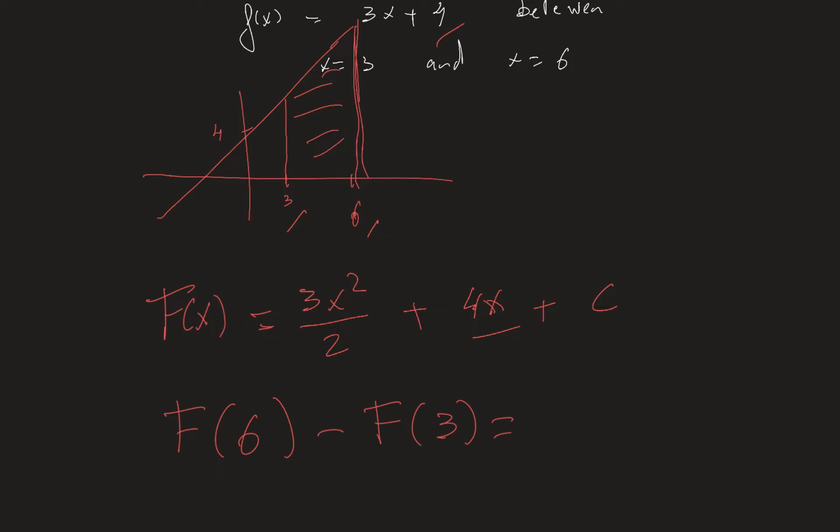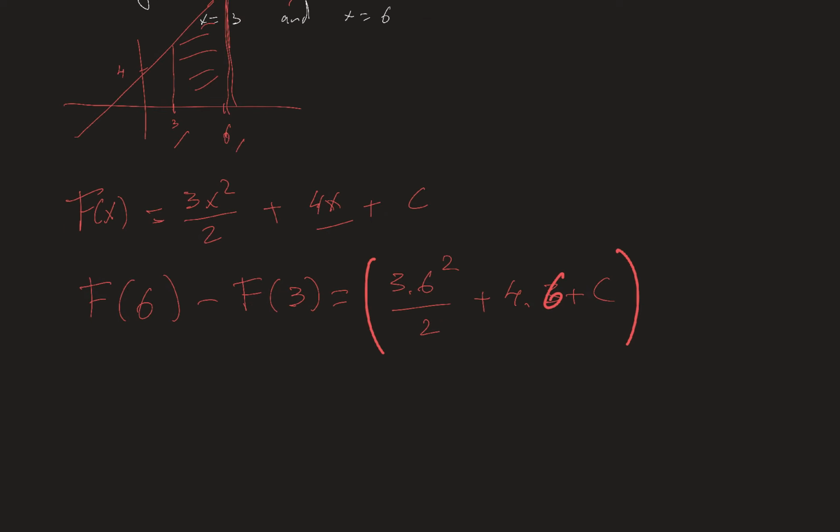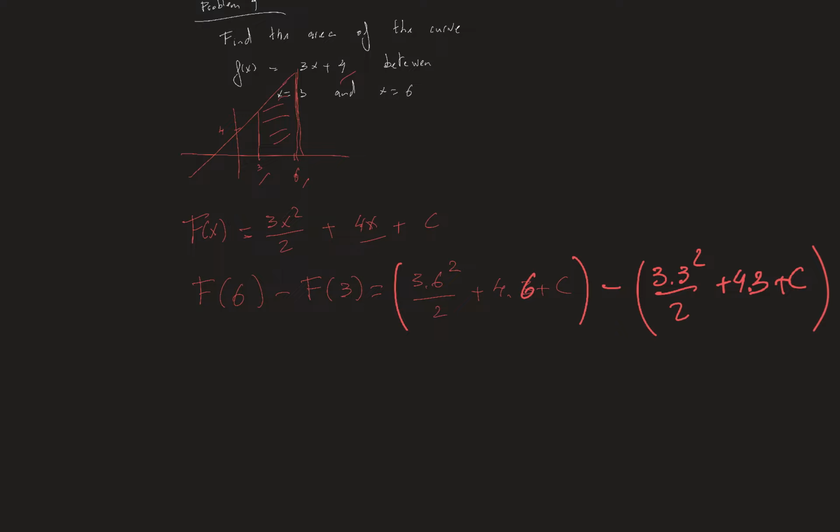What is F of 6? 3 multiplied by 6 squared divided by 2 plus 4 multiplied by 6 plus c, minus F of 3. F of 3 is 3 multiplied by 3 squared divided by 2 plus 4 multiplied by 3 plus c. The c will cancel and this will be a number.